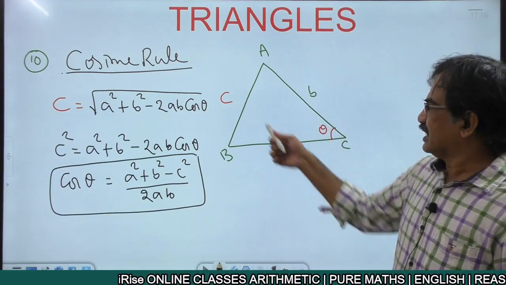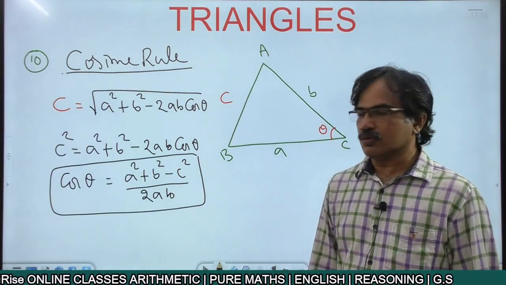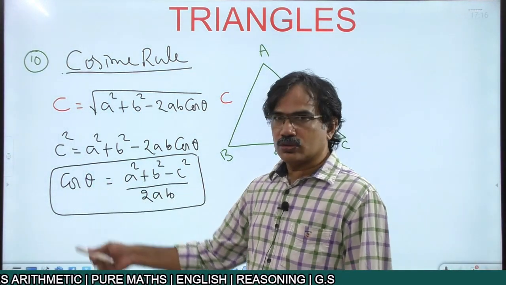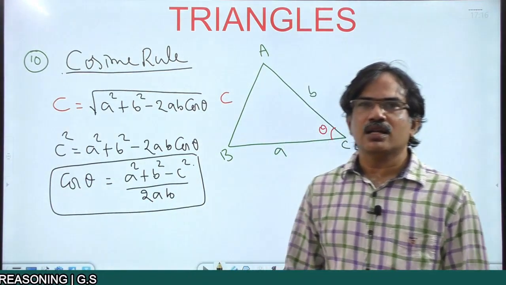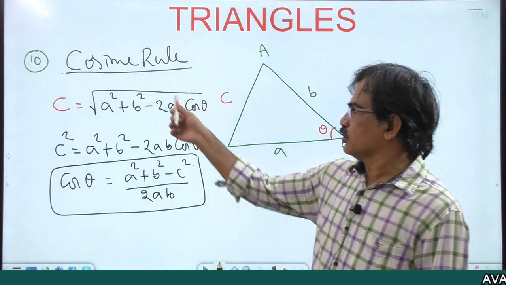So if all the three sides are known, we can find the angle also. If A, B, C are known, we can find the angle between any two sides using this formula.